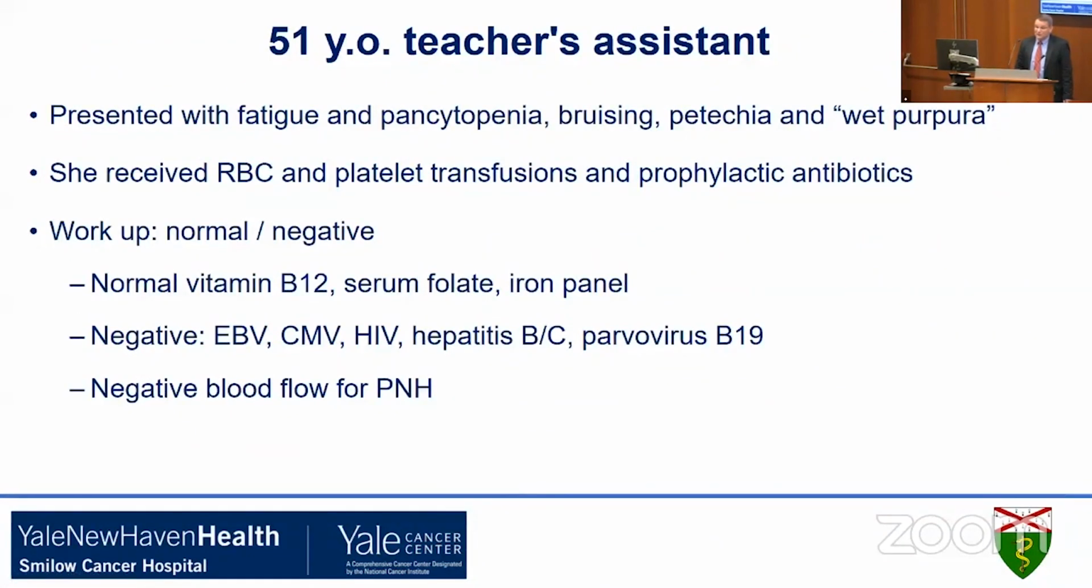So what happened to our 51-year-old teacher's assistant? Fatigue and low counts, bruising, petechiae, which are the dots on the skin, as well as wet purpura, the hematomas in her mouth mucosa. She received transfusion support with red blood cells for anemia, platelets for thrombocytopenia, and prophylactic antibiotics to prevent infection because her neutrophil count is so low.